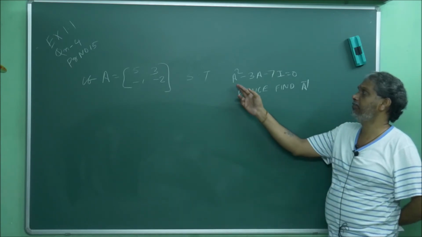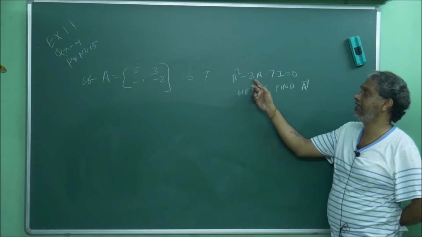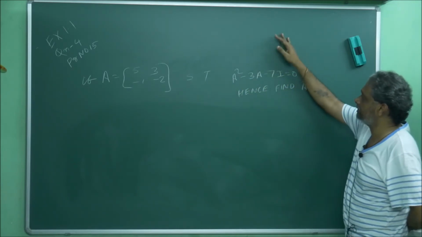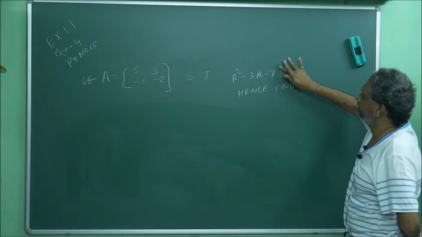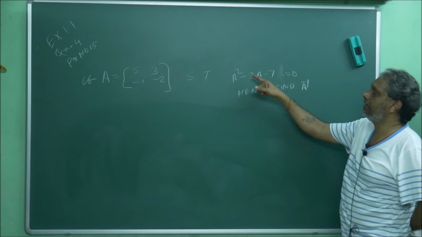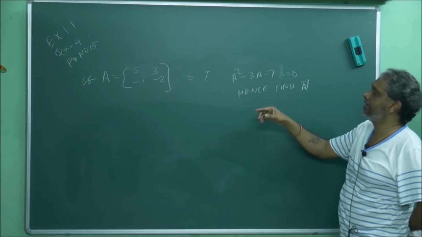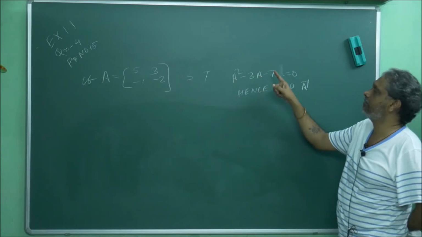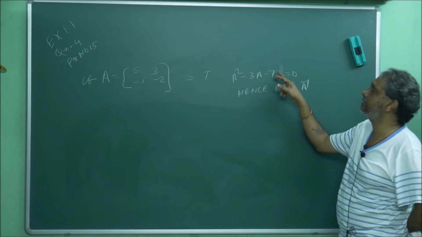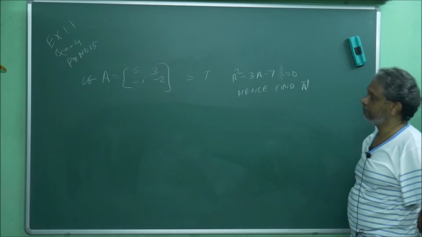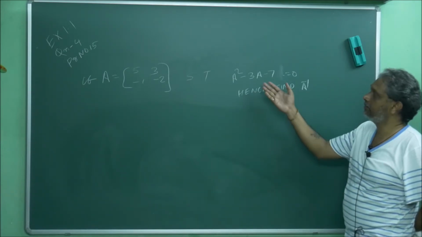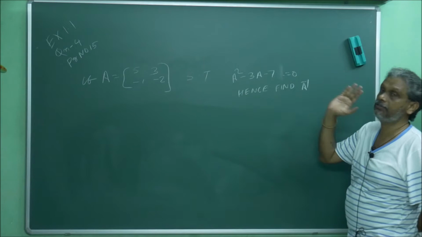Now another thing: this is a very beautiful question. A square minus 3A, sometimes they don't give 7 into I, they just mention 7. But one constant cannot be added to a matrix, that is a misunderstanding. If it is a 2 by 2 matrix, you take 7 into I. Suppose it is a 3 by 3 matrix, you take 7 I3. That is very important. Sometimes they will write A square minus 3A minus 7 is equal to 0.